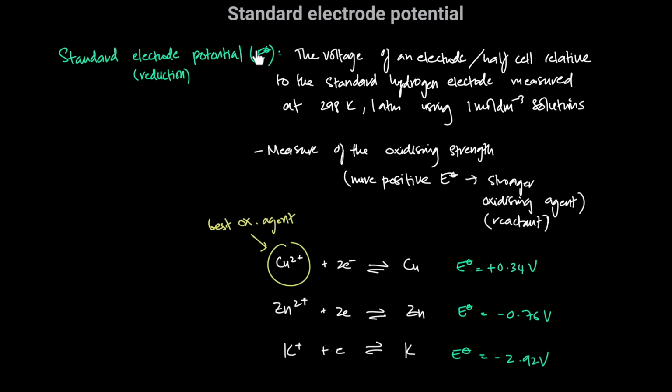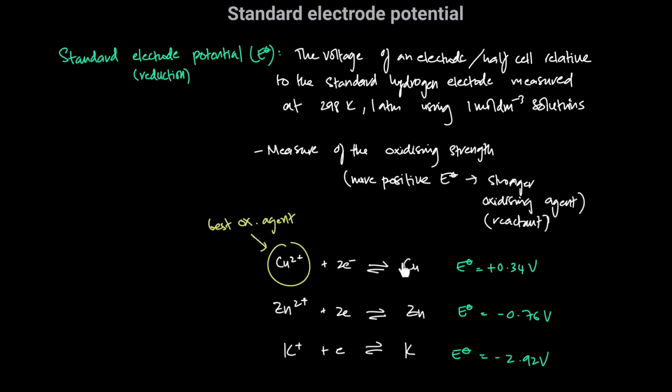And based on that convention, we can say that since we have oxidizing agents on the left, the more positive or less negative the standard reduction potential, the better the oxidizing agent. So we can say this is the best oxidizing agent, this is the weakest or the worst oxidizing agent.